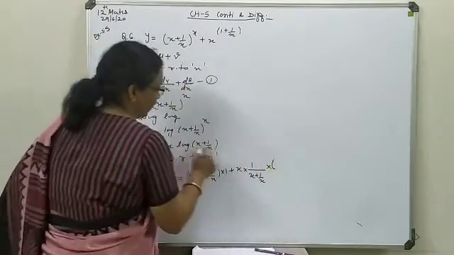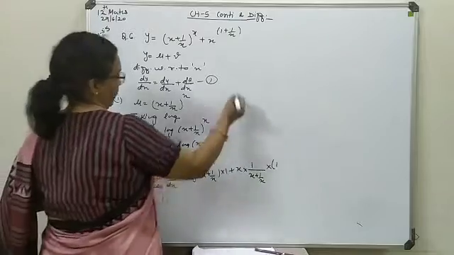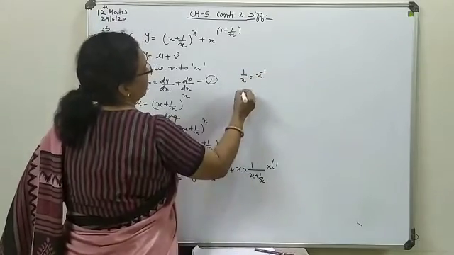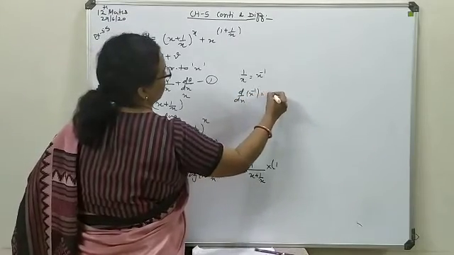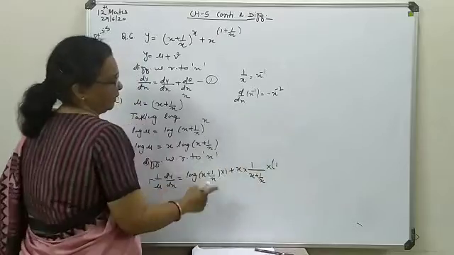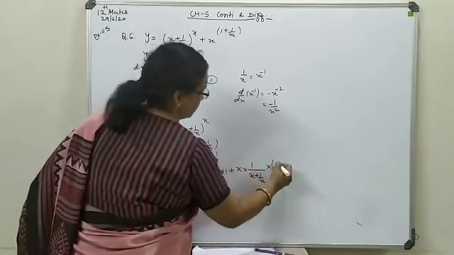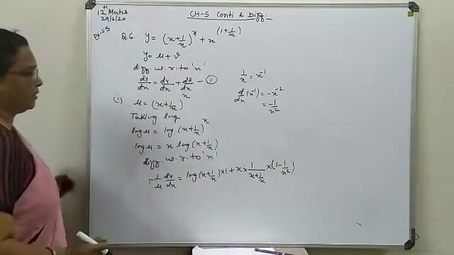So here the differentiation of x is 1. Differentiation of 1 upon x: 1 upon x you can treat as x power minus 1. So the differentiation of x power minus 1 you can write as minus x power minus 2. So directly here we can write it as minus 1 upon x square. Now it is to be sorted out to a certain extent.